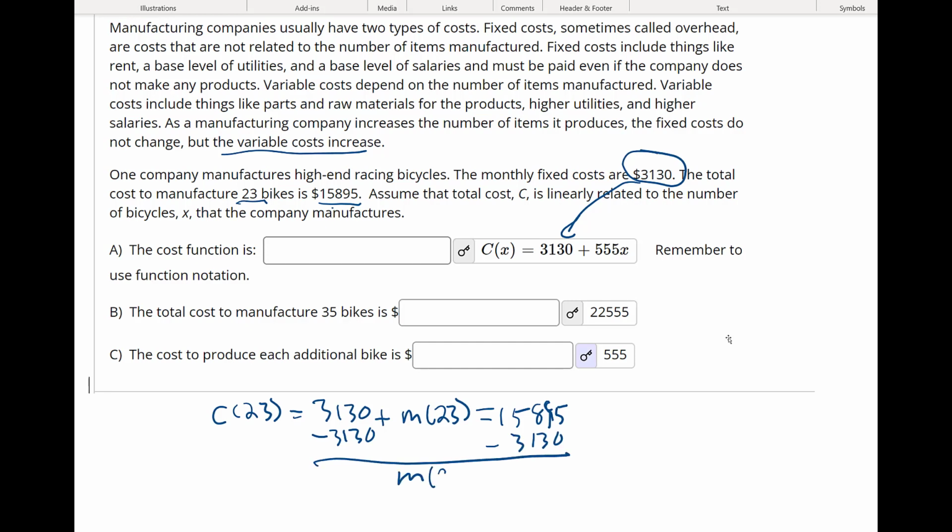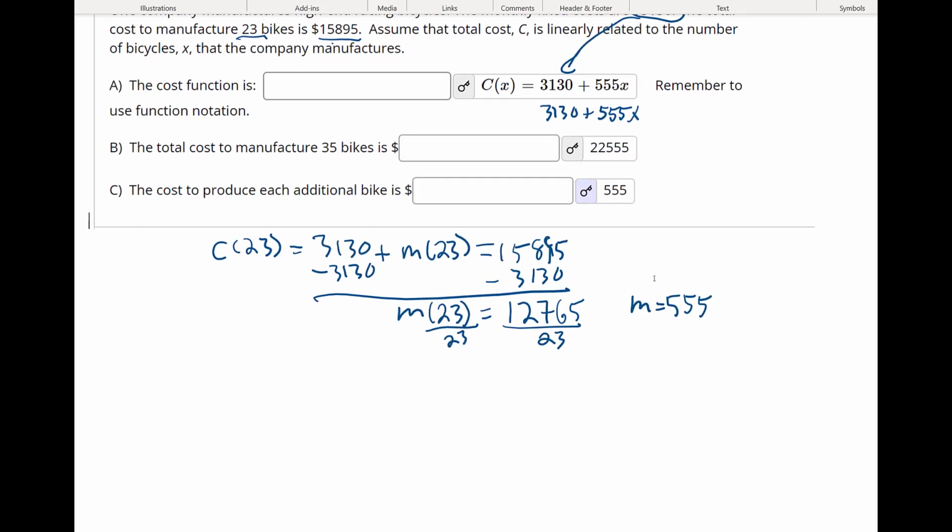Then M times 23 is equal to 12,765. Then we can divide by 23, and we can find M. And I get 555. So that's why we have 3130 plus 555x. So then what's the cost to make 35 bikes?